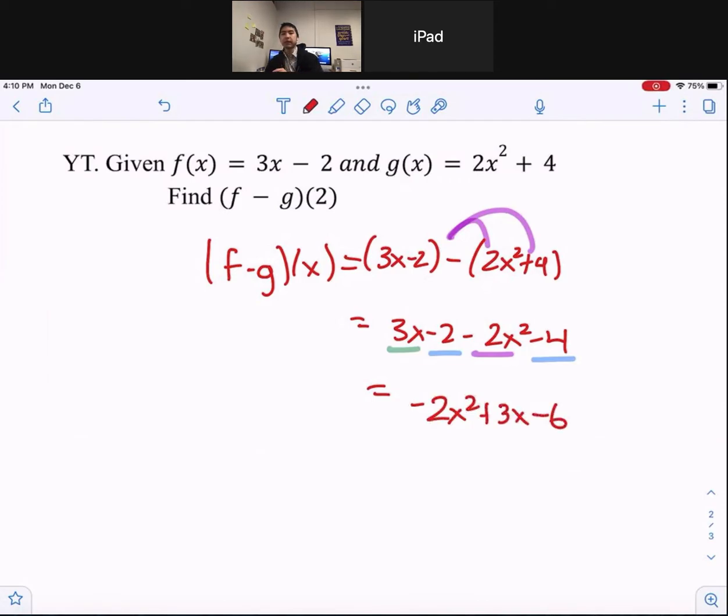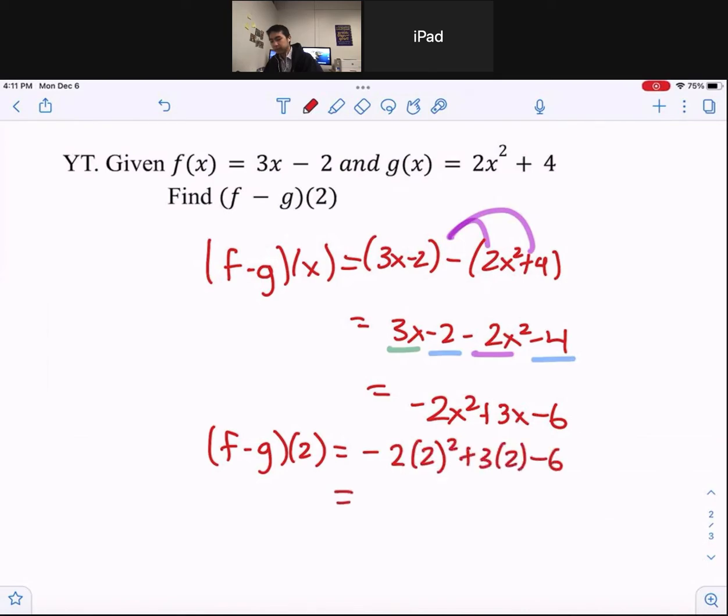Now let's plug in 2 in for x. Oh, sorry, everywhere we see an x, it now becomes a 2. Okay, so we're going to get negative 8 plus 6 minus 6. 6 minus 6, you guys, is 0, so we're just left with negative 8.